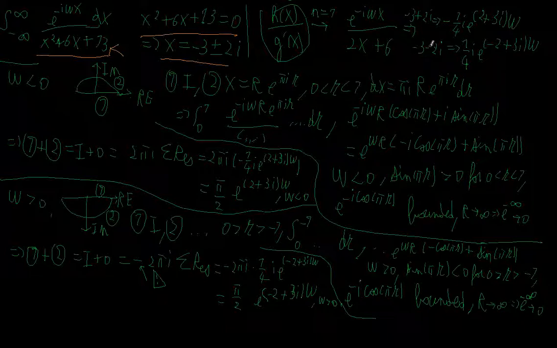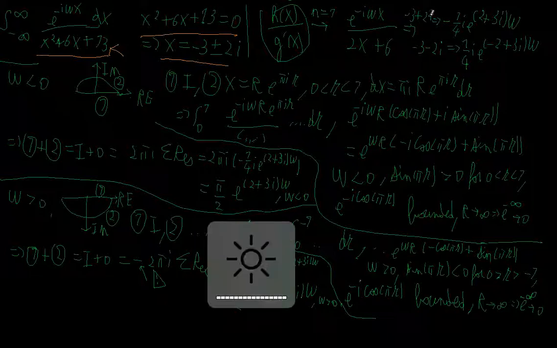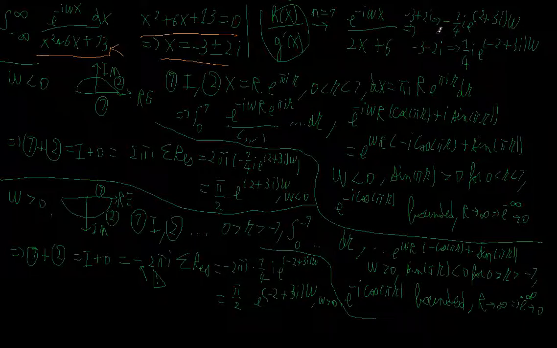Okay, so now I can insert my poles, okay? So minus 3 plus 2i and minus 3 minus 2i, and once I rearrange it, I should get minus 1 over 4i e to the 2 plus 3i omega, and 1 over 4i e to the minus 2 plus 3i omega, okay?